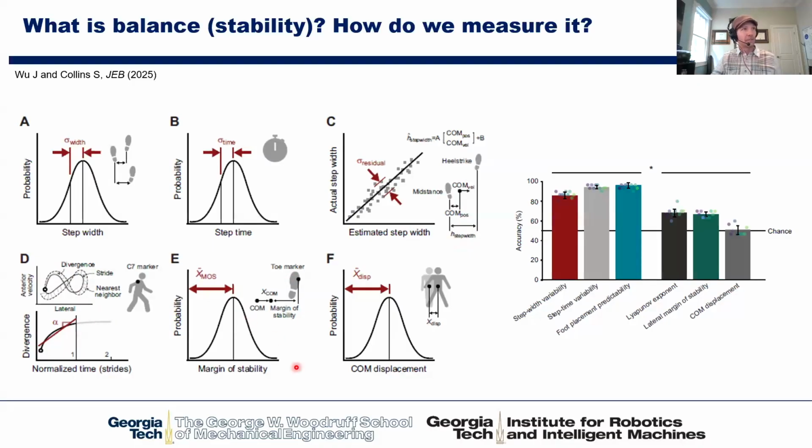Next one here is margin of stability. This is based on the idea that if I know how fast the center of mass is moving, I know where a foot needs to go to keep me from falling in the time that it takes to take a step. And if my foot falls within that boundary, then I'm safe. So a small margin of stability is good. And this one's been in the literature for a long time too. And then this really simple measure of how far the center of mass deviates from some steady position.